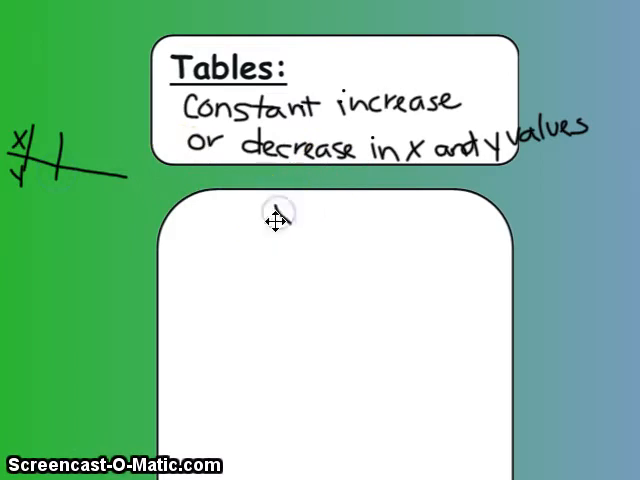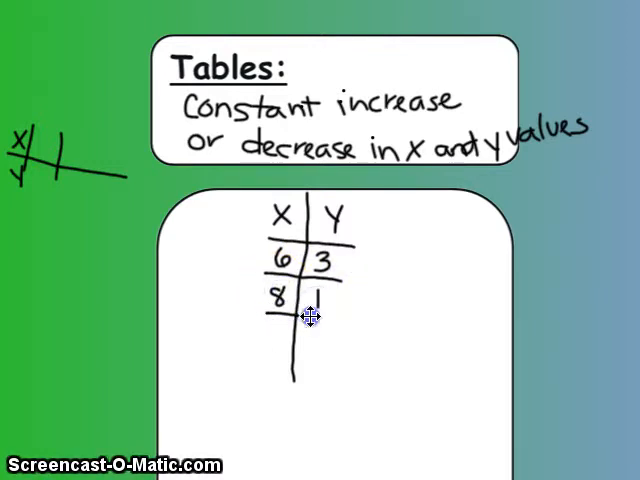So we have an x and a y. Alright, when I call these out, they're pairings. You're going to have 3 tables here. For your first pair, you have 6, 3. Then we have 8, 1. Then we have 10, negative 1.